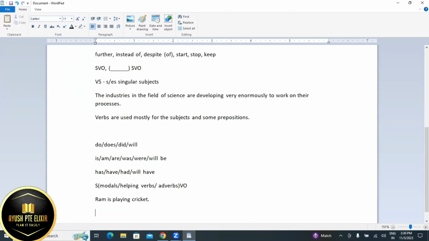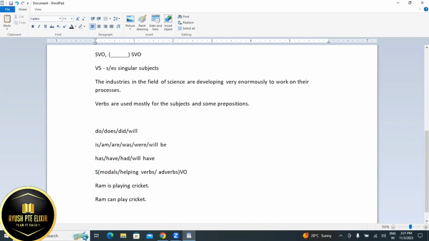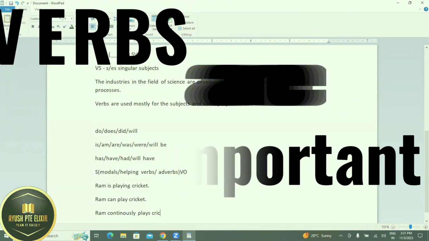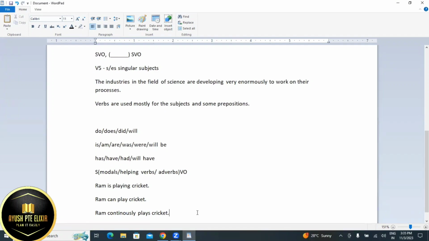And if I say Ram can play cricket, it's a modal. And the last one that I'll be using is Ram continuously plays cricket. So this is something that we should be using. So these are the three things that come between a subject and verb. It's your modals, helping verbs, and adverbs as well.